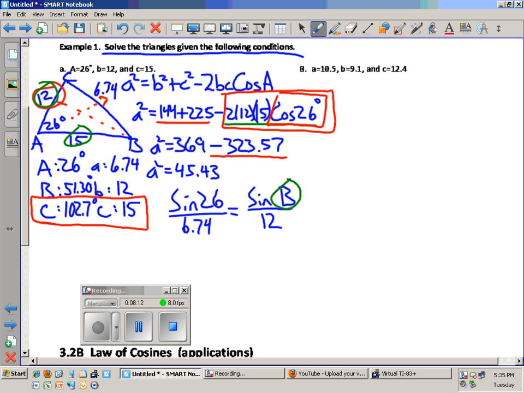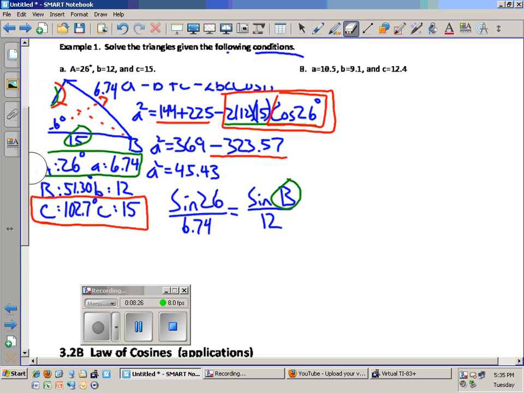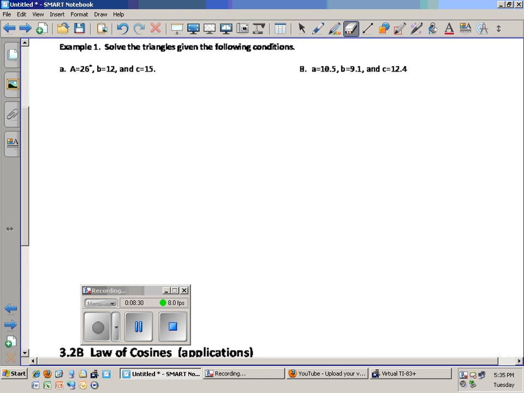Notice our largest angle is opposite our largest side. Also notice that our smallest angle has the smallest side. It looks like we have done this correctly. We're ready to move on to the next one. So I'm going to erase this, and we will make room for the next one.